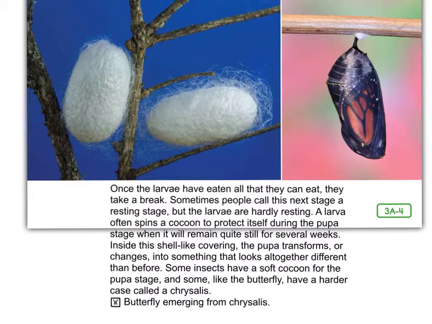Once the larvae have eaten all that they can eat, they take a break. Sometimes people call this next stage a resting stage, but the larvae are hardly resting. A larva often spins a cocoon to protect itself during the pupa stage, when it will remain quiet for several weeks. Inside this shell-like covering, the pupa transforms into something that looks altogether different than before. Some insects have a soft cocoon for the pupa stage, and some, like the butterfly, have a harder case called a chrysalis.